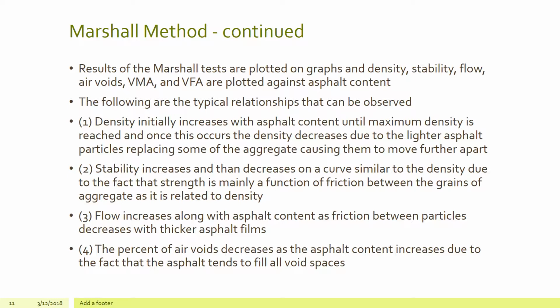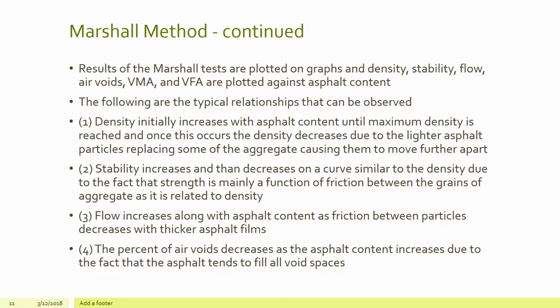And once this occurs, the density decreases due to the lighter asphalt particles replacing some of the aggregate, causing them to move further apart. The stability increases and then decreases on a curve similar to the density due to the fact that the strength is mainly a function of friction between the grains of the aggregate as it is related to the density. And we talked about this during the compaction lecture that we had. The flow increases along with the asphalt content as the friction between the particles decreases with thicker asphalt films.